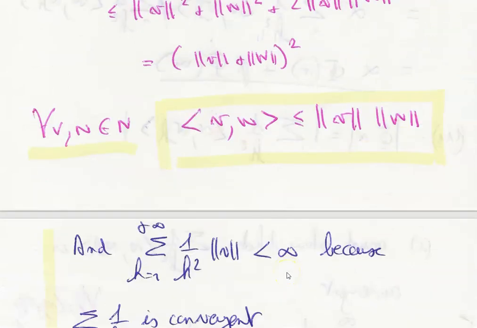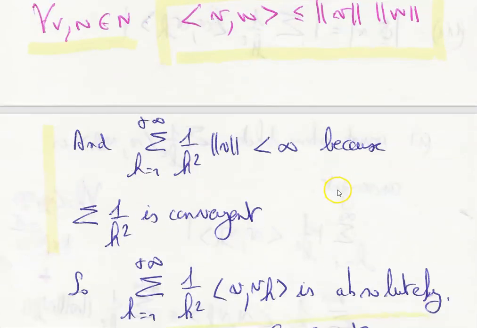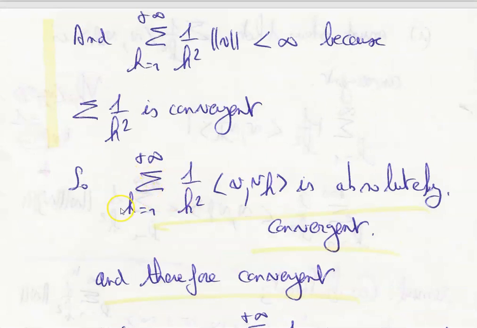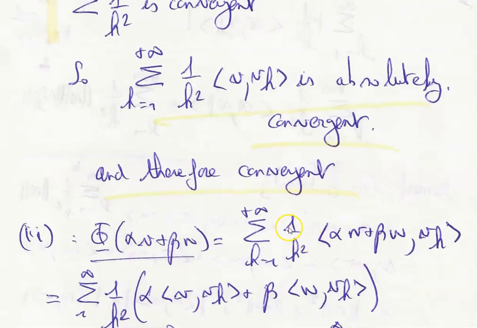So you have to know this by heart. You do not have to know how to demonstrate this inequality, but you have to keep in mind that you can always use it without justifying it, obviously in calculus when you do quantum mechanics, for example, but not only. So whatever v and w, the absolute value of the inner product between v and w is always less than or equal to the product of the norm of v and the norm of w. And the sum for k from 1 to infinity of 1 over k squared multiplied by the norm of v is less than infinity, because the sum of 1 over k squared is convergent. So the sum for k from 1 to infinity of 1 over k squared multiplied by the inner product between v and vk is absolutely convergent, and therefore is convergent.